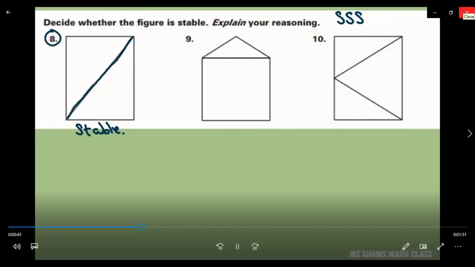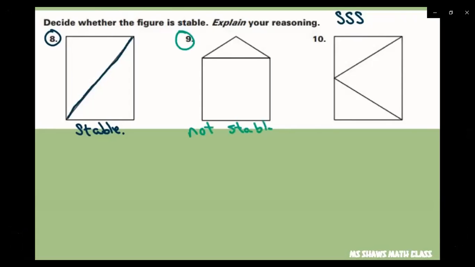However, on number 9, this is not stable. And that's because there are many possible shapes for the 4-sided figure with the given sides and lengths. So you could do something like that or something like that. So there's many shapes you can make. That means it's not stable and it doesn't satisfy our side congruence postulate.